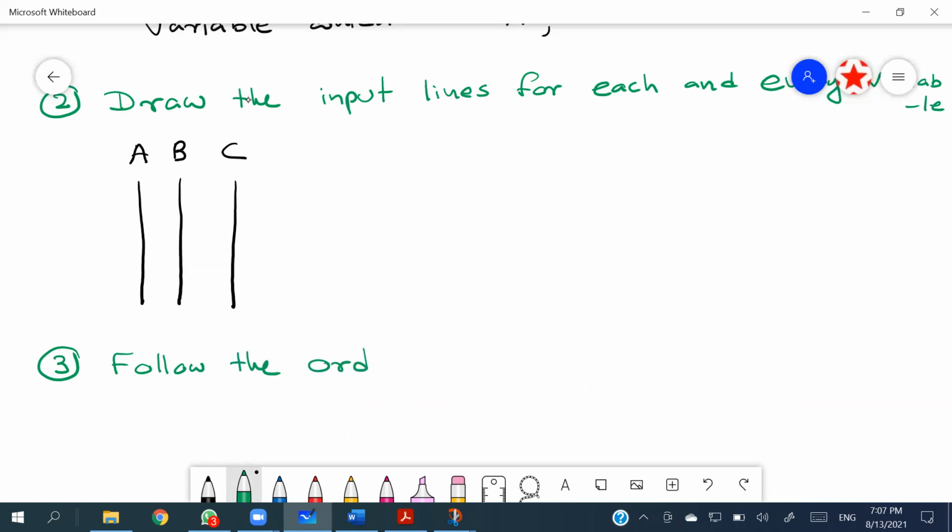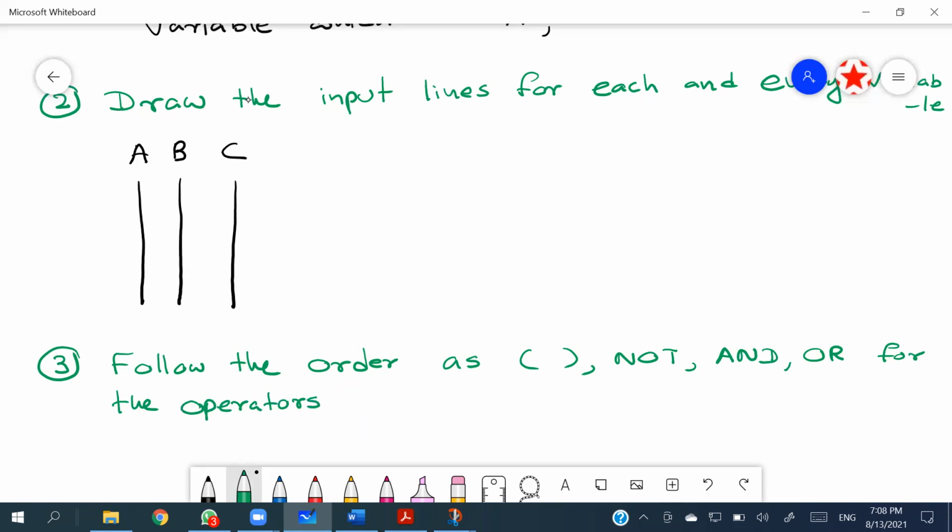I'll write the sentence with this as well, so it will complete the thing. Follow the order as brackets, NOT, AND, and OR for the operators in the expression to complete the circuit.